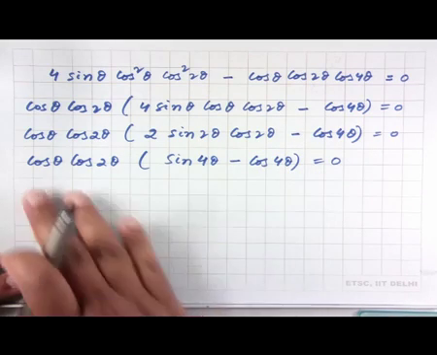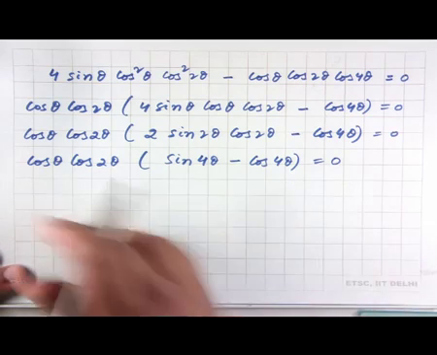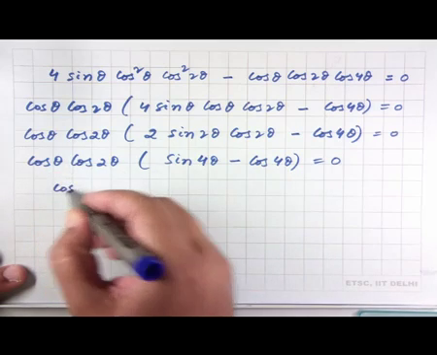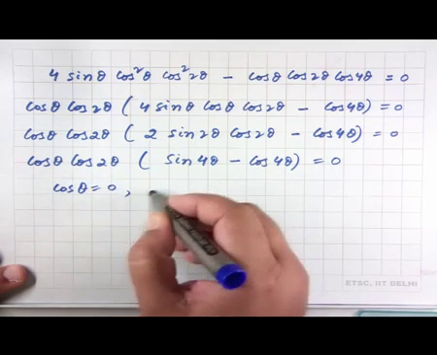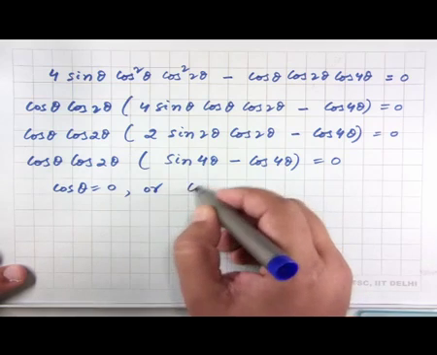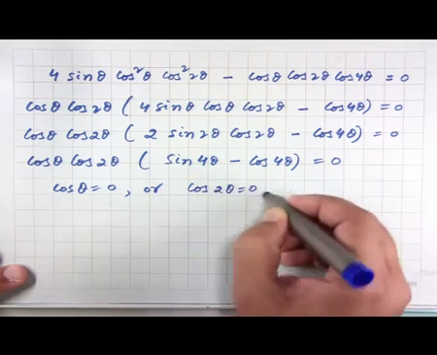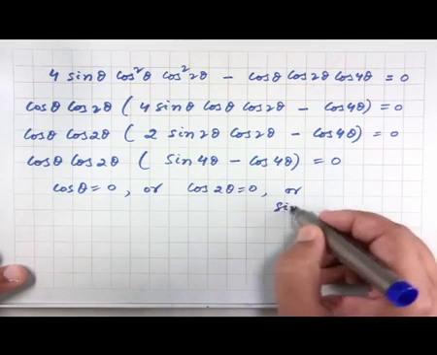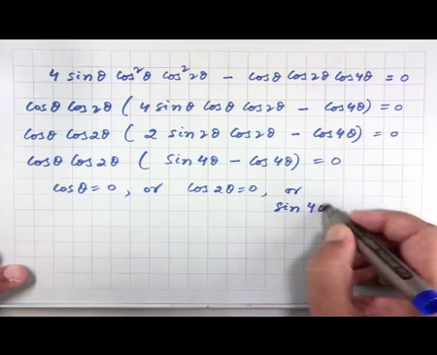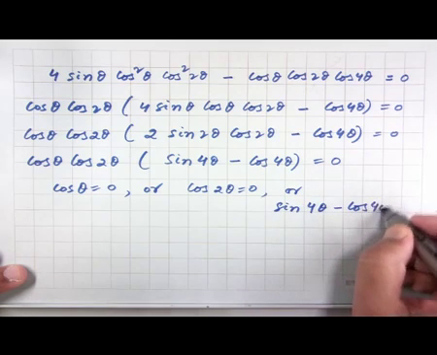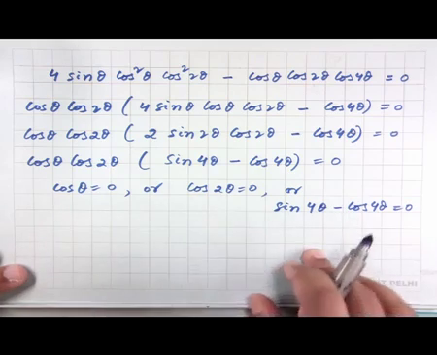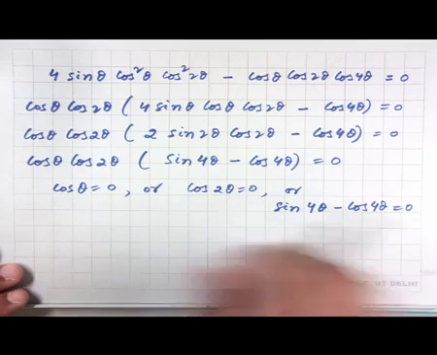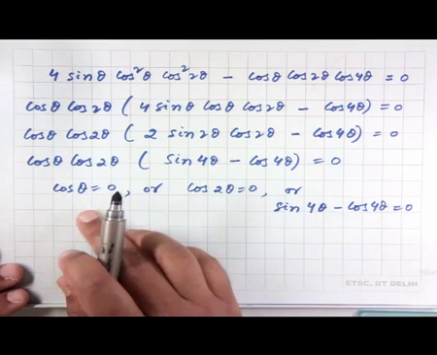So now this equation is 0 if and only if either cos θ is 0 or cos 2θ is equal to 0 or sin 4θ minus cos 4θ equals 0, either of these three. We need to find the solution set for each of these three different equations and take the union of all of them.